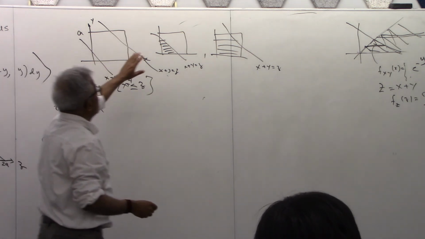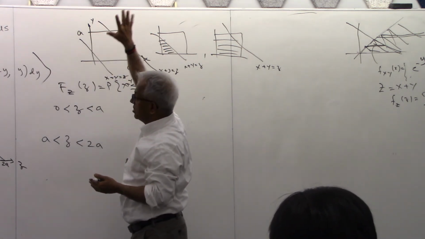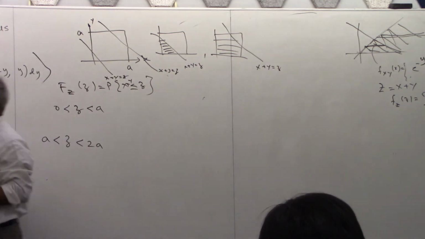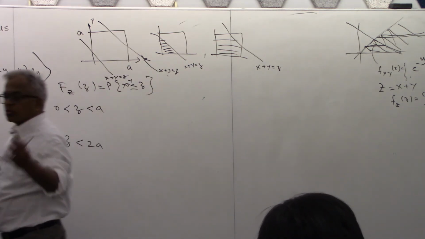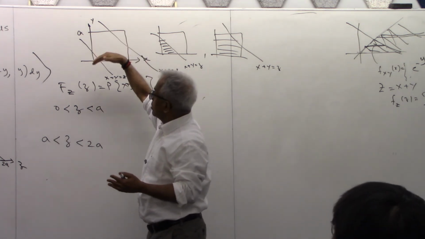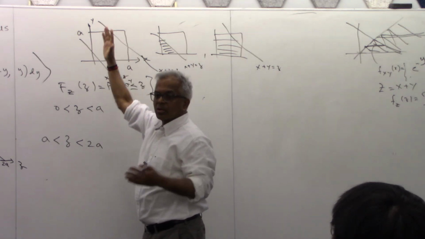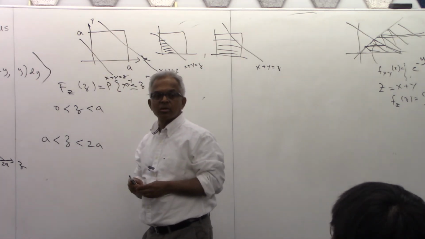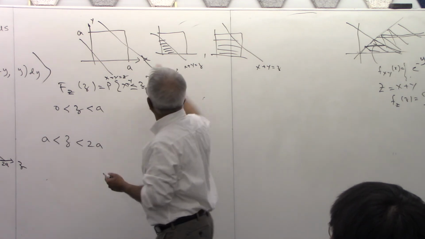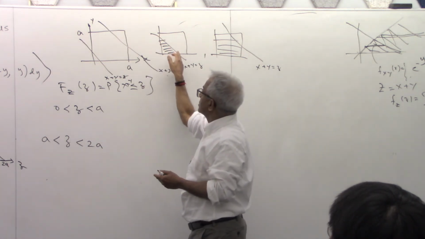So integrating here is easy because what is the density function? Look at here. Density function is constant. They are independent. So the joint density function value is how much? Density function of x is 1 over a, density function of y is 1 over a. So the joint density function is 1 over a squared, it's a constant. So this is going to be simply the area under that triangle. What is the area of this triangle?